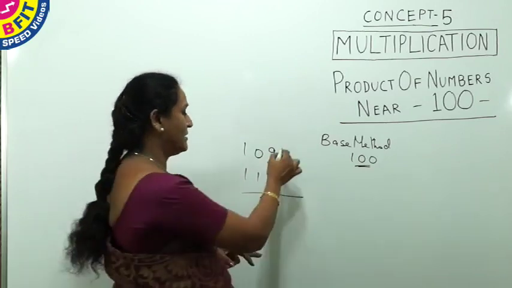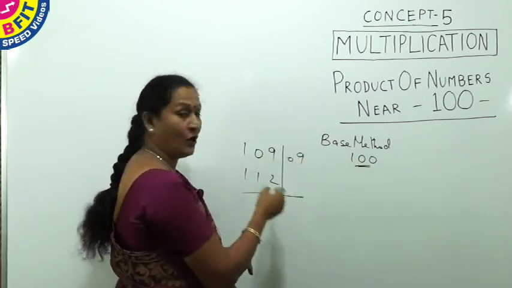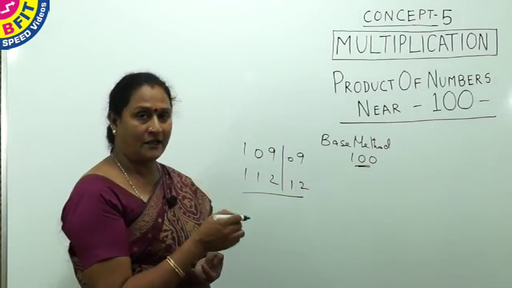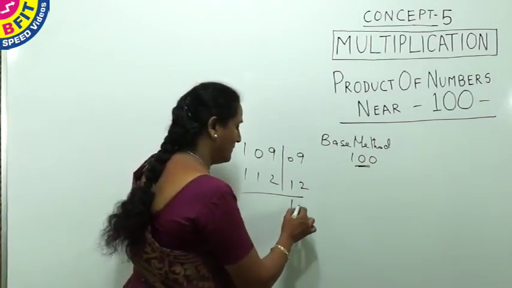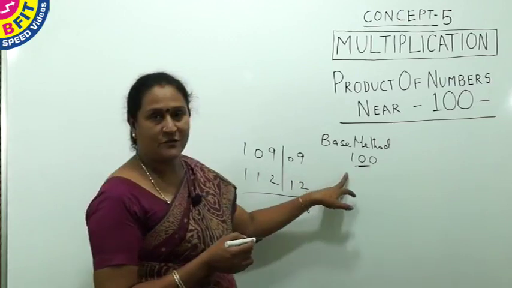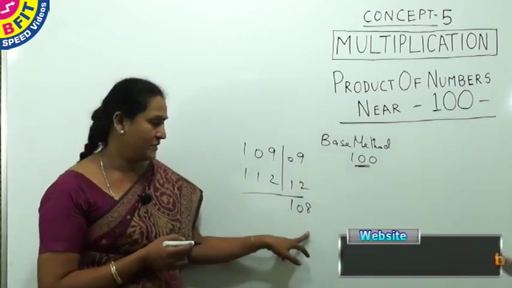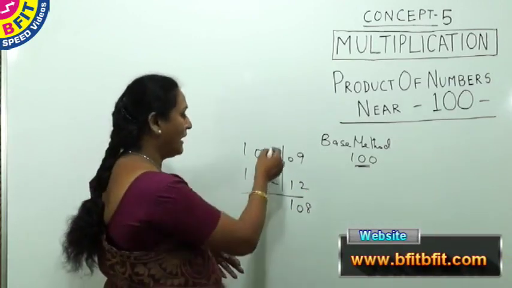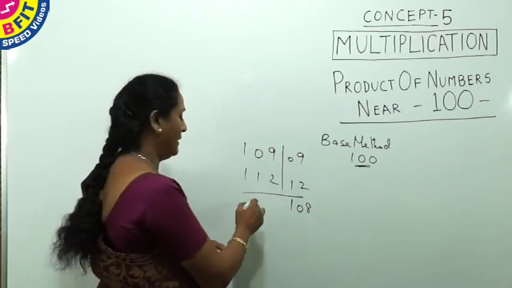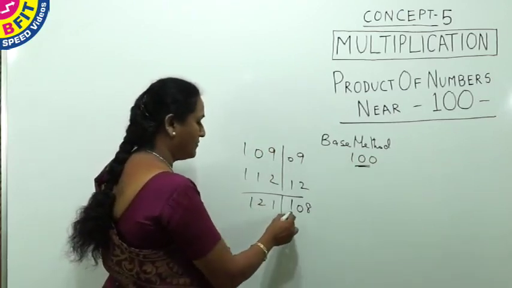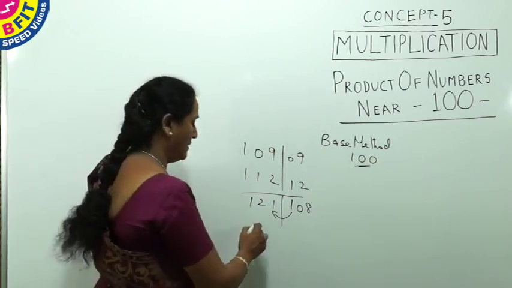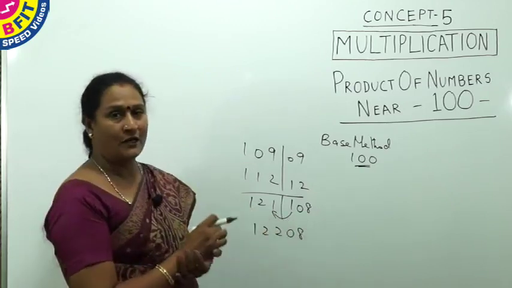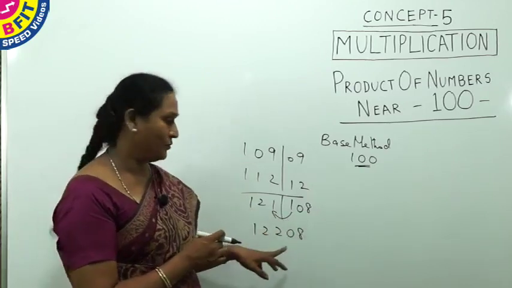Now how much is 109 more than 100? It is 9 more. This is 12 more. Product is 108. So here we get a 3-digit number. As this is of base 100, we can have only 2 digits in this term, and this 1 should be sent to the previous term. And add 12 and 109, that is 121. And now send this 1 to the previous term, that is 12208. So the product of 109 and 112 is 12208.